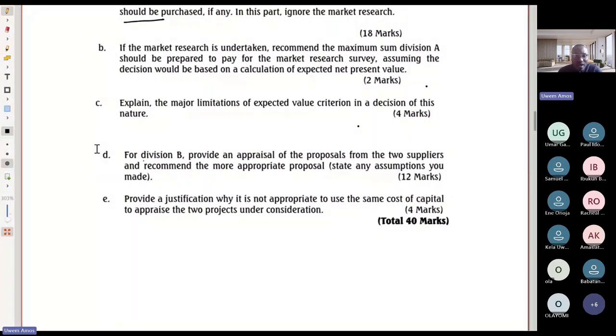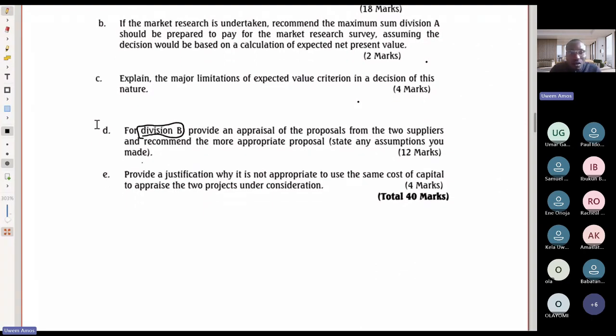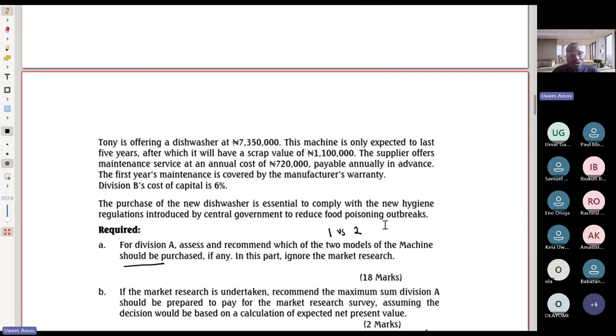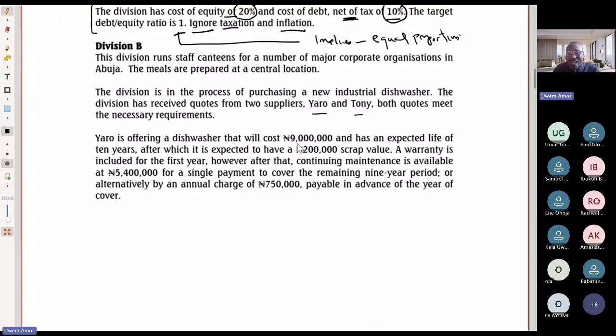So if you missed the first part, this is an entirely new question, which is the division B part of the question. So entirely different appraisal. You can follow along with this from the very beginning to the end. So he said for division B, which you've not touched on before, provide an appraisal of the proposal from the two suppliers and recommend the more appropriate proposal. So let's look at what the proposals are from the two suppliers, and then we can see which of the two proposals would make more sense. We don't have to read the question all over, just go to where division B is. So let's look at what division B is. It's all about what the proposals are under division B.